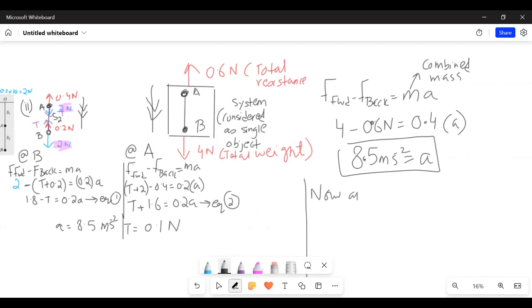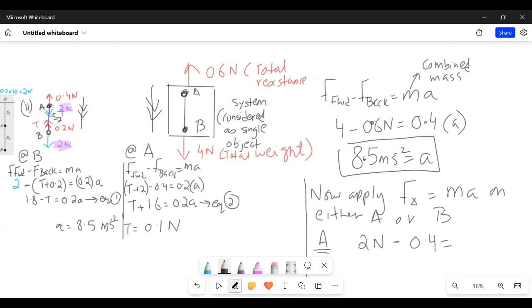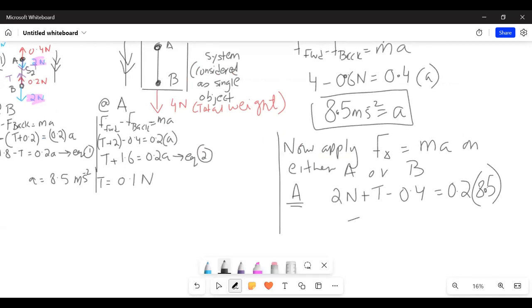Now apply F delta, मैं कह रही हूँ, change in force equals MA on either A or B. For example, if we're using A, then forward force on A was 2 Newton minus backward force on A was 0.4 newtons equals to, acha, there was also a forward force of T. So 2 newtons plus tension minus backward force 0.4 equals mass, which is 0.2 into acceleration, which is 8.5. Now find T, you'll again get 0.1 Newton.